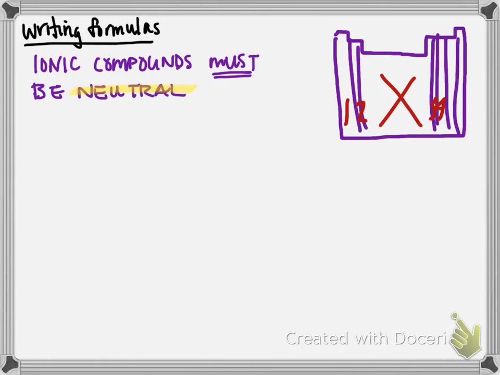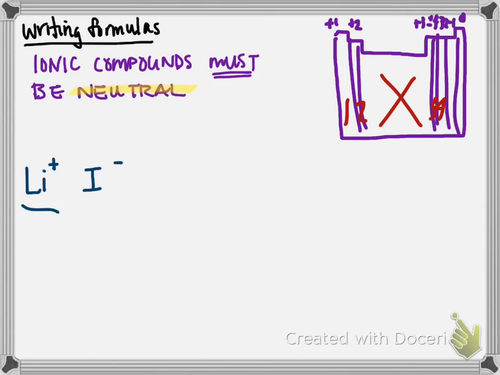Pause recording now and explain to the person next to you why those charges are for those group numbers. Again, it's essential for you to know the charges of those main group elements in order to do ionic bonding nomenclature. If you do not have those charges down, you will not be able to write the formulas. Writing formulas, again, our drive has to be that they are neutral.